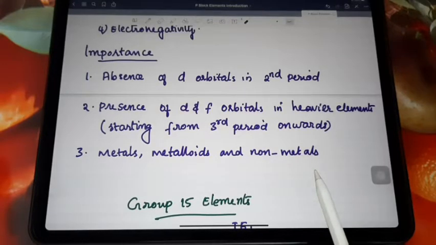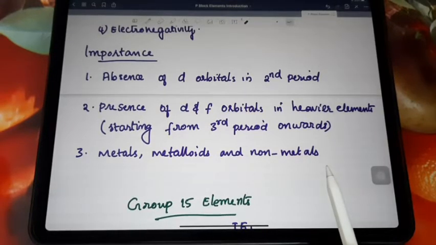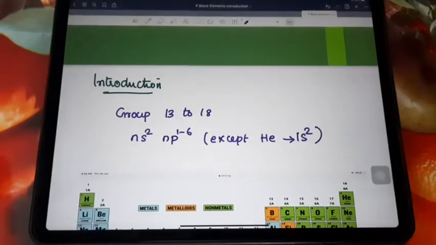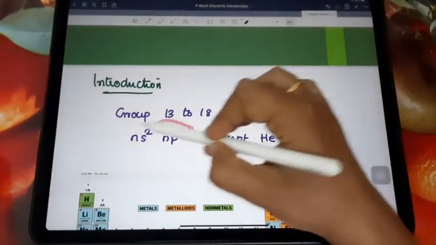That is the reason for the special diversification in the case of these p block elements. Okay.